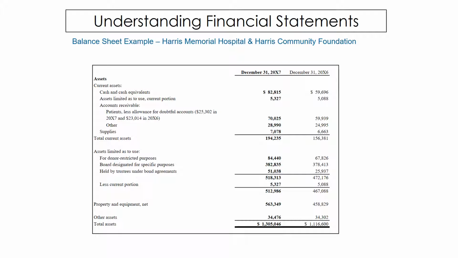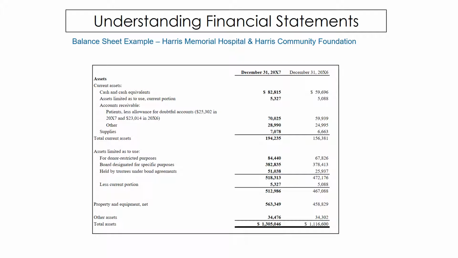We have our accounts receivable. Accounts receivable for hospitals and healthcare organizations are huge. We have $70,000 in patient accounts receivable, so money that we are waiting to receive from patients. We have another $20,000 in other types of accounts receivable that we're waiting to receive from people. And then we have our supplies, which are valued at about $7,000, totaling $194,000 in our current assets.